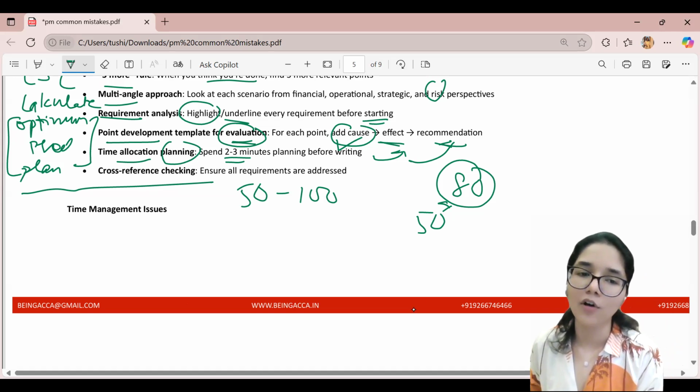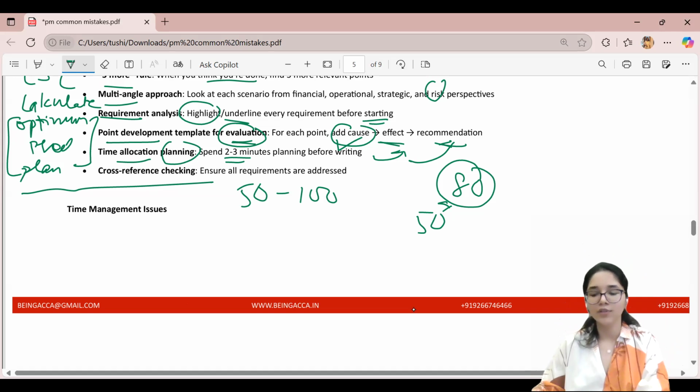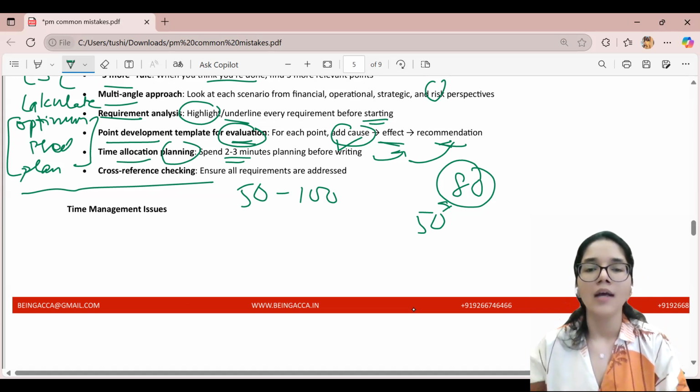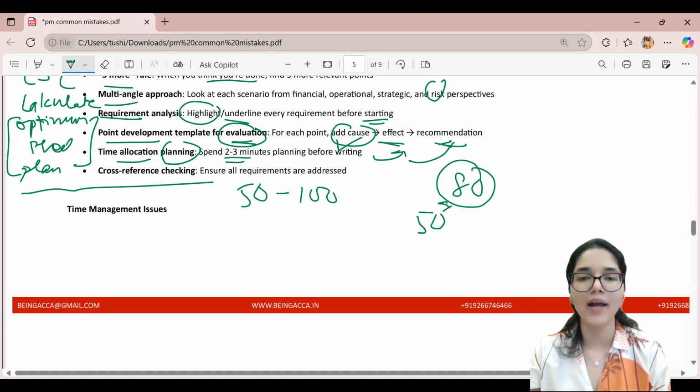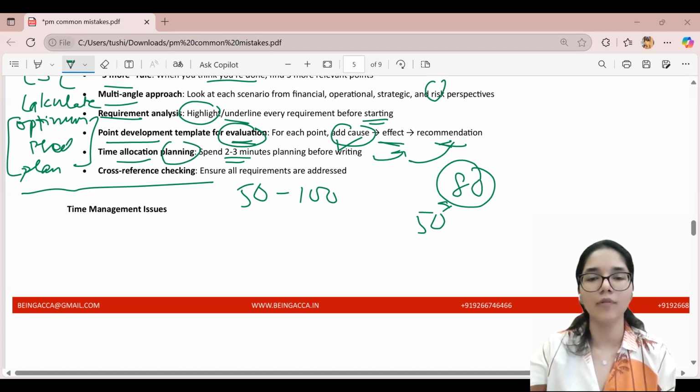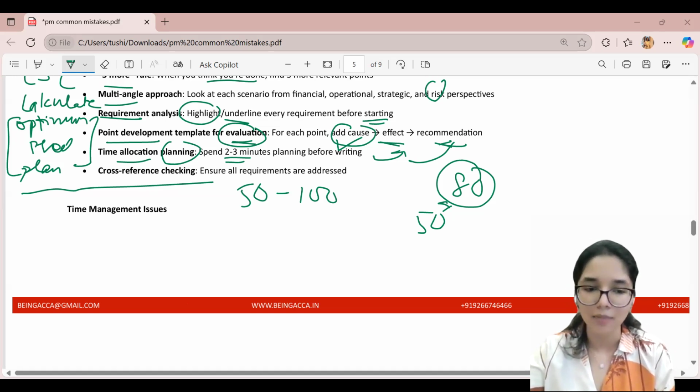Another thing is the cross-reference checking. I have already told you this, that you have to ensure that all the requirements are addressed. Before you proceed ahead to the next requirement, do give a cross-checking that, okay, I have solved all of the requirements which the question was asking me.